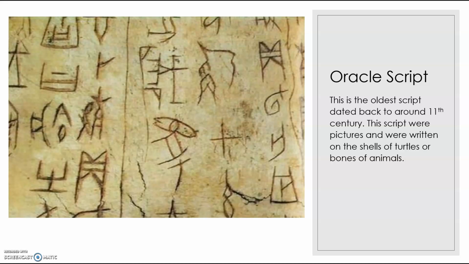First, we have the oracle script. This is the oldest script and it is dated back to the 11th century. These scripts were usually written on the shells of turtles and the bones of animals. The style of this script is defined as pictures, and you can see in the example how some of the characters look like animals and other different things in the world.